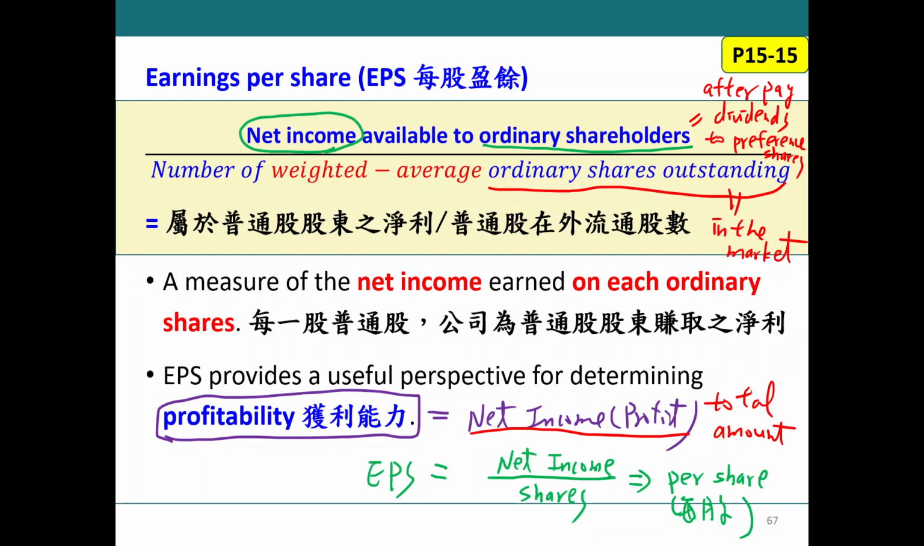Because we try to get the number, the profitability for your boss. So we use the number only for your boss, for ordinary shareholders. Then you will note how much money, what's the profit you made for your boss. Okay? Any questions? Then I give you one example.